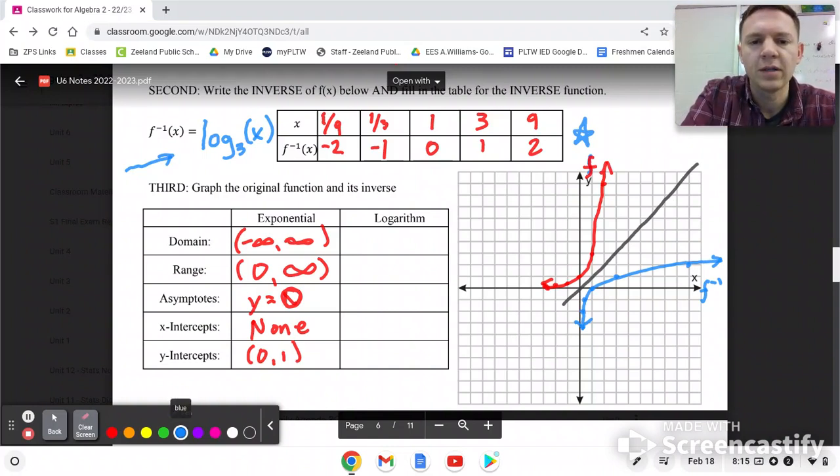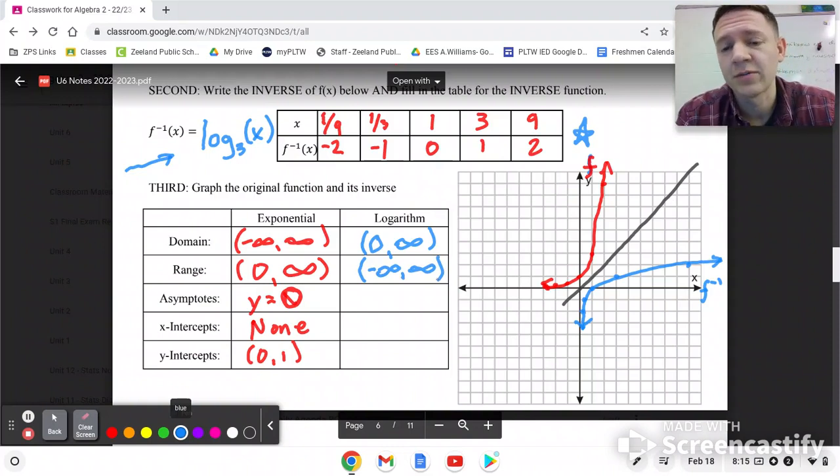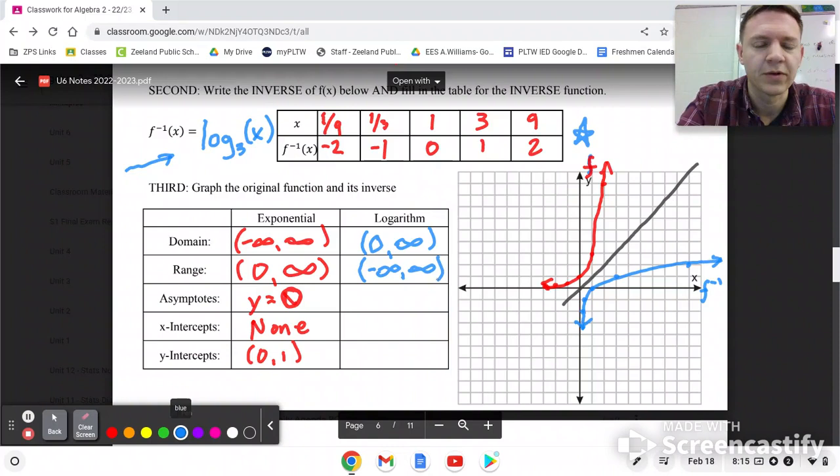Well, the domain, that stops at 0. We never actually get there, but it goes all the way to infinity. That's all the possible x's. The range in this case could go all the way negative, so up and down, right? Or all the way positive. It looks like it levels out. Logarithms actually don't level out. They just keep going forever, kind of like an exponential goes up forever.